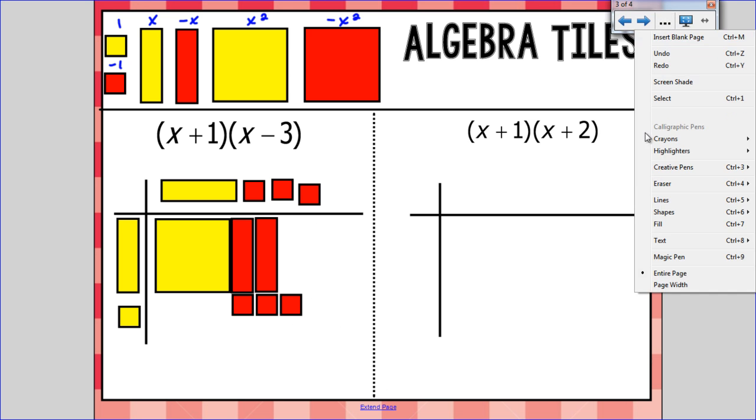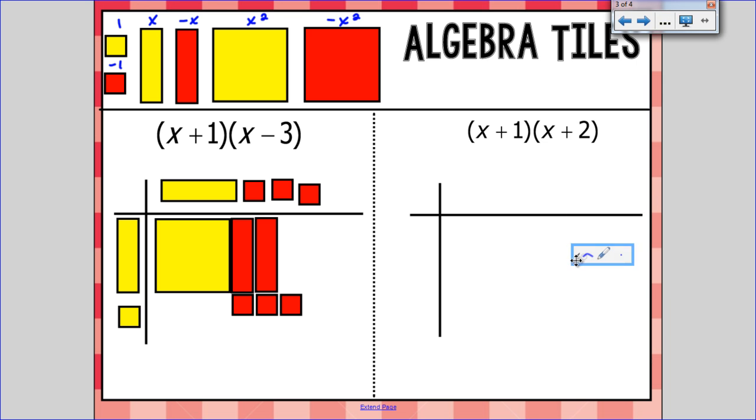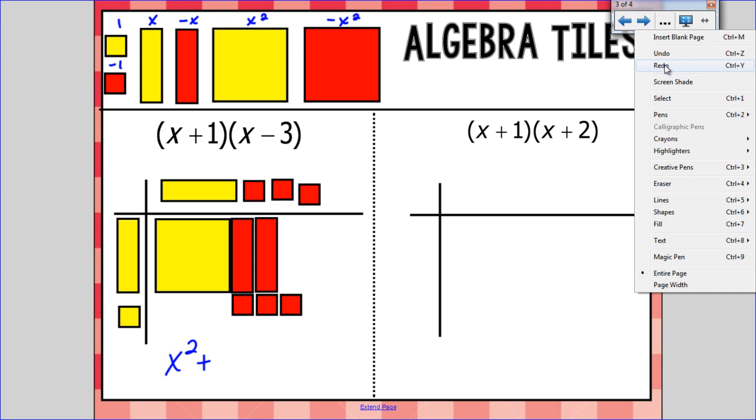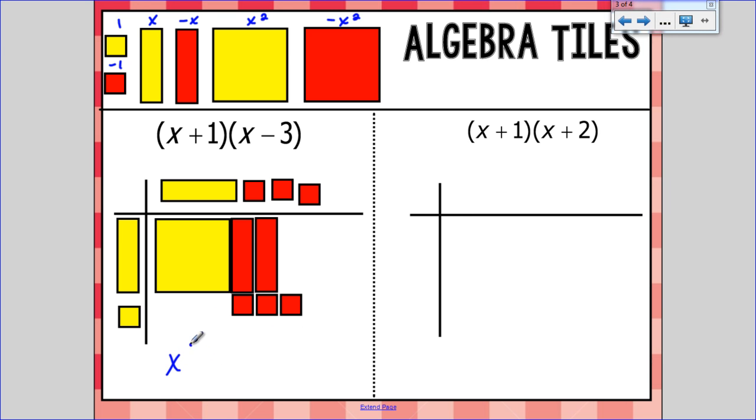What I have left as the answer to my problem is 1x squared minus 2x minus 3. That is my final answer there. I'm missing parts of my rectangle because they made 0 pairs and canceled, but this is what I have remaining, and that's what I end up with when I multiply.